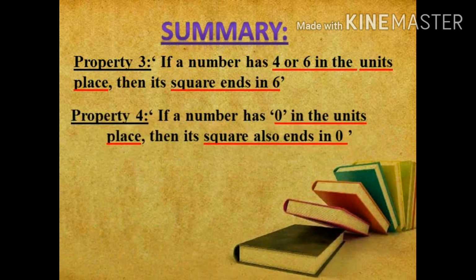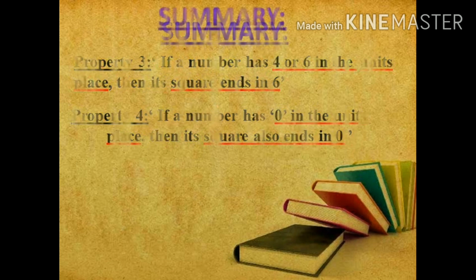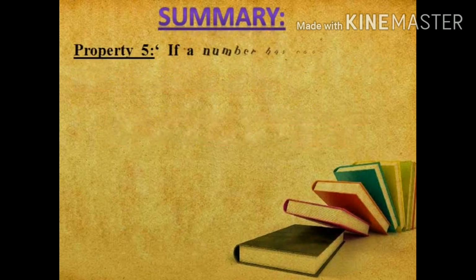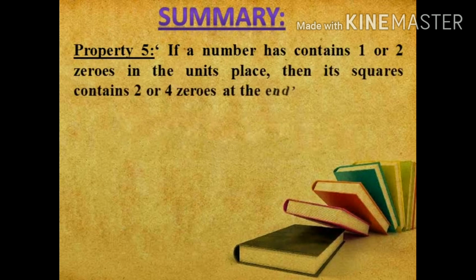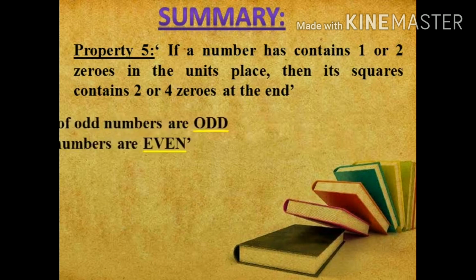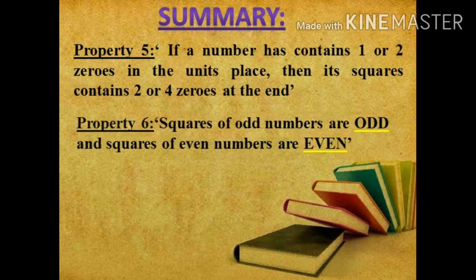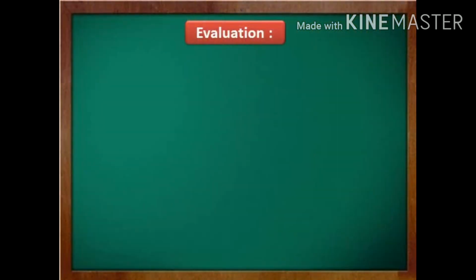Property 4. If a number has 0 in its unit place, then its square also ends in 0. Property 5. If a number has or contains 1 or 2 zeros in the units place, then its square contains 2 or 4 zeros respectively at the end. Property 6. Squares of odd numbers are odd and squares of even numbers are even. Let's solve a few problems now.